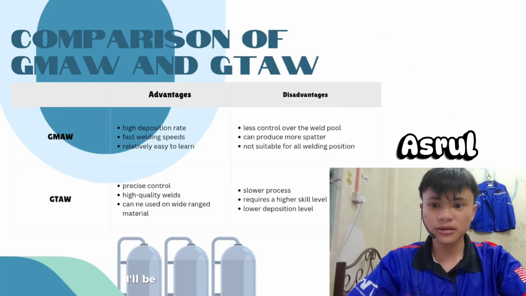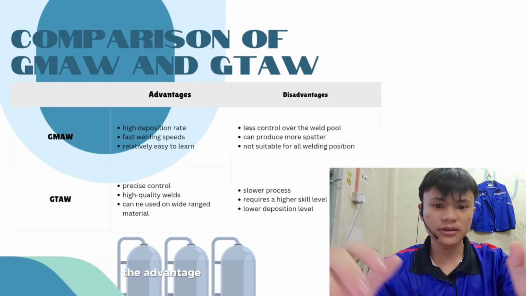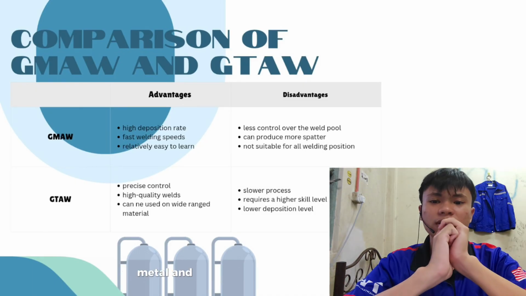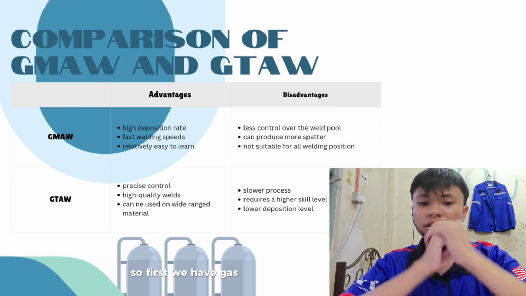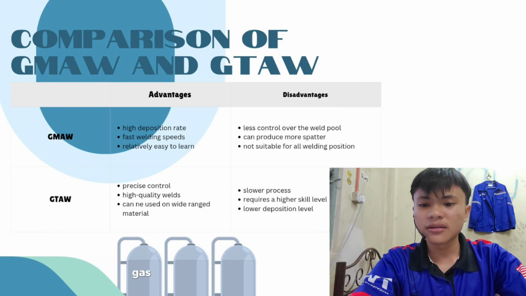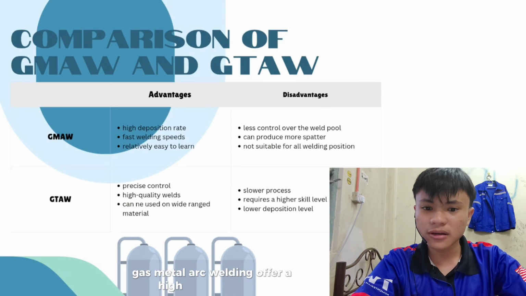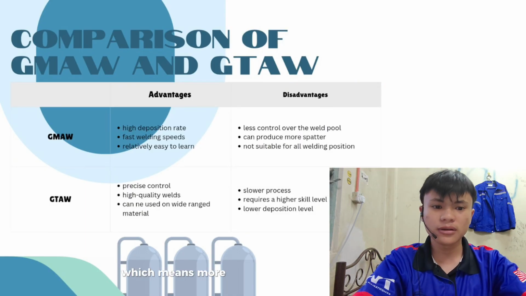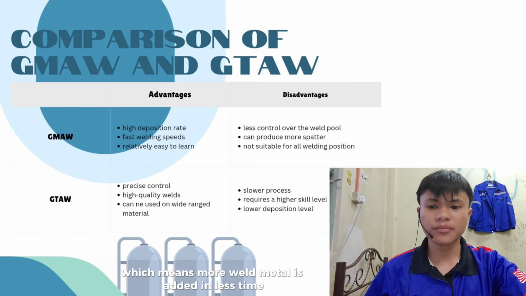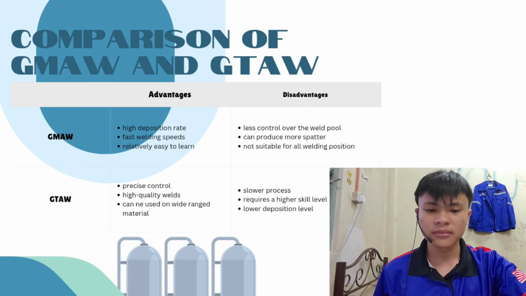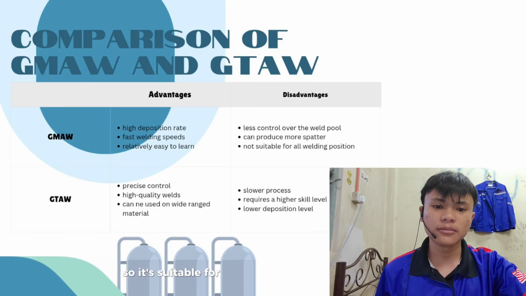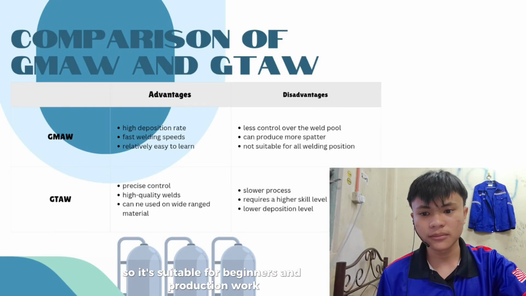I'm Asrul. I will be presenting step 3, the advantages and disadvantages of gas metal and gas tungsten arc welding methods. So first we have gas metal arc welding. Gas metal arc welding offers a high deposition rate, which means more weld metal is added in less time. It also allows fast welding speeds, making it efficient for large projects. And it's relatively easy to learn, so it's suitable for beginners and production work.